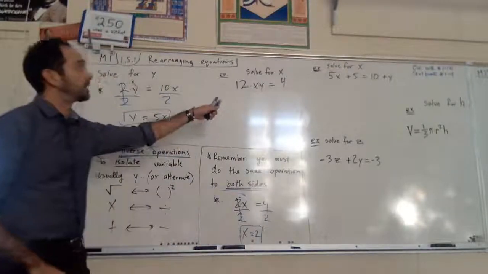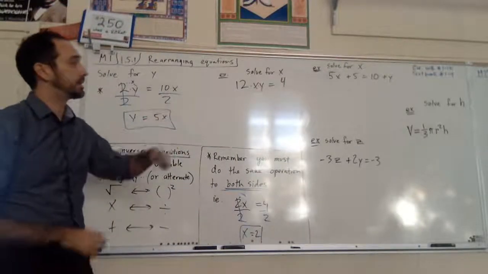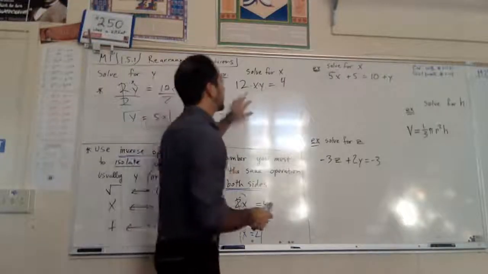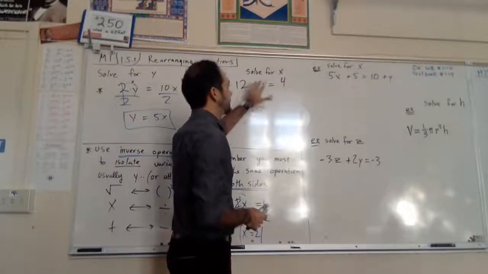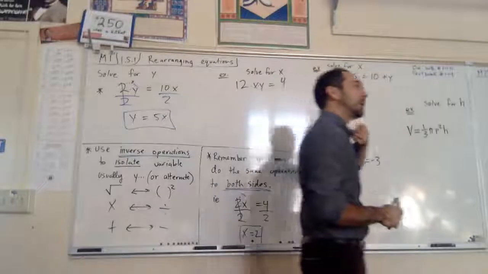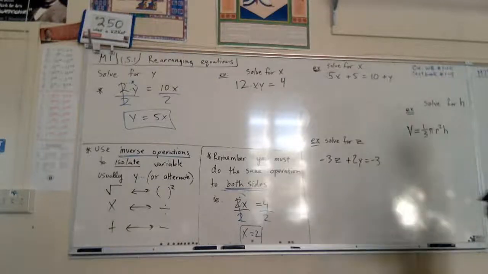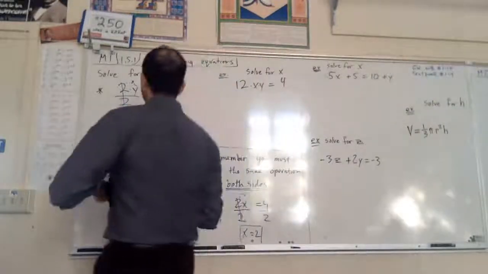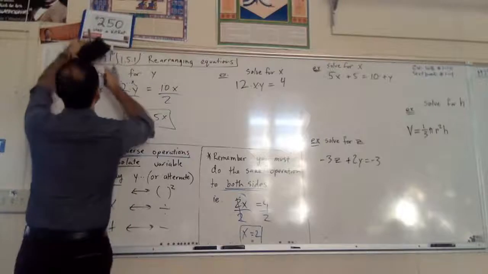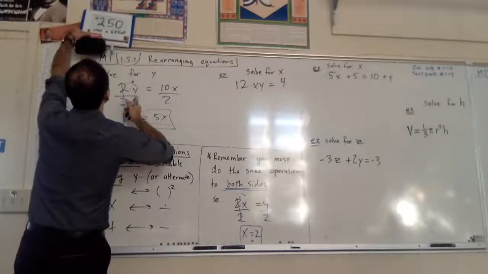Let's look at this one. I want you to tell your neighbor, what do we need to get rid of on the left side in order to solve for x? Just tell your neighbor really quick, what do we need to get rid of? What do we have to get rid of in order to just have x is equal to? So x isolated.